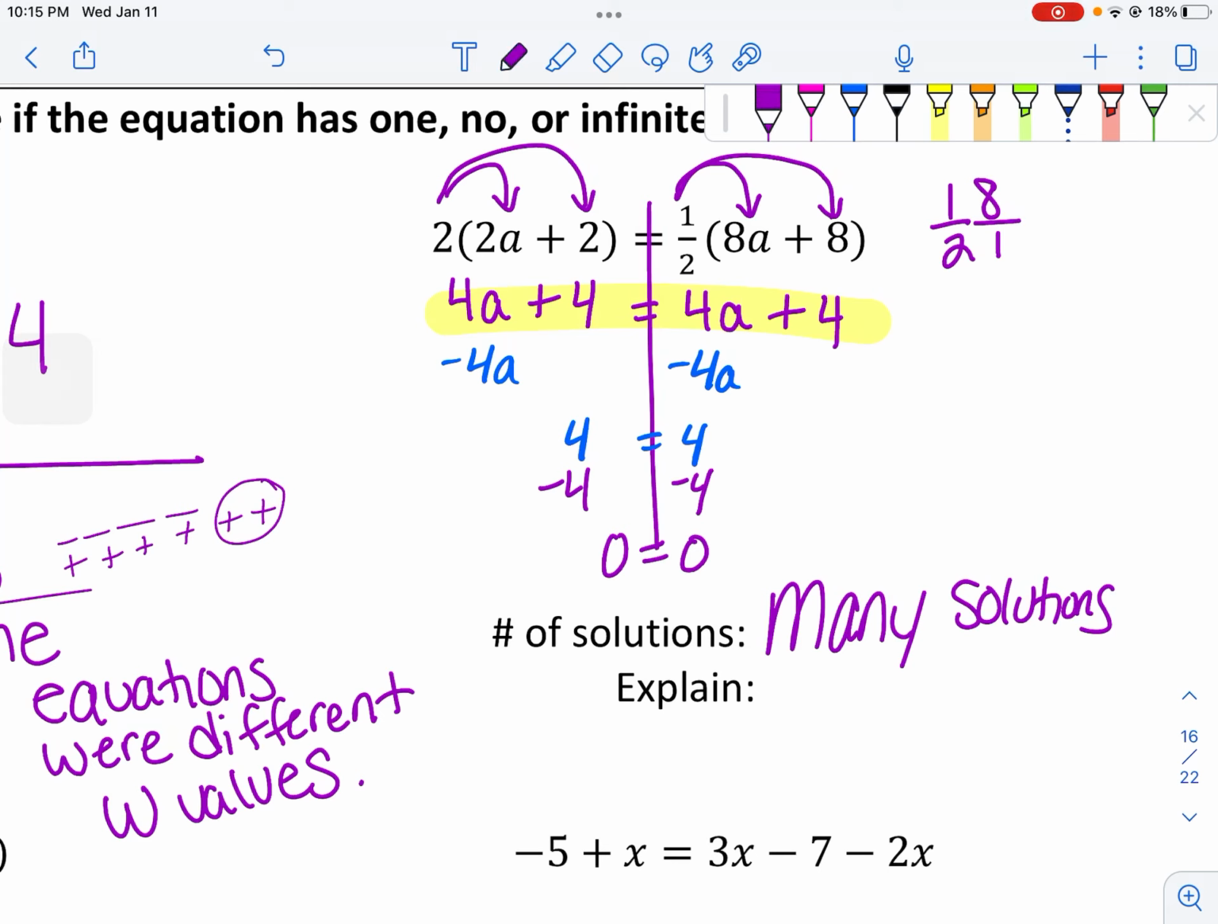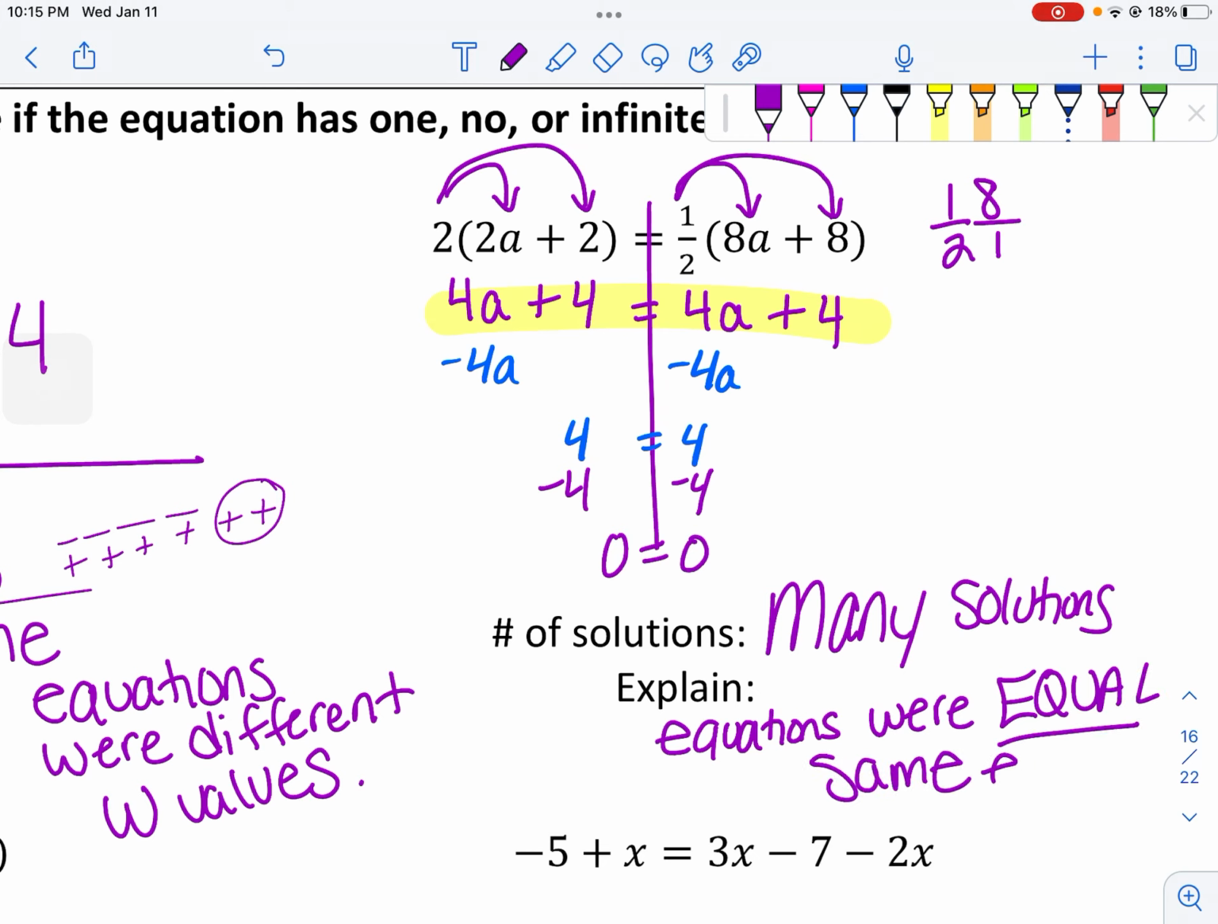So we would say that the equations were equal in the sense that they were the same equation. So all equations that we're dealing with include an equal sign, but when I say that they were equal, I mean that they were the same exact equation on the left side and the right side.